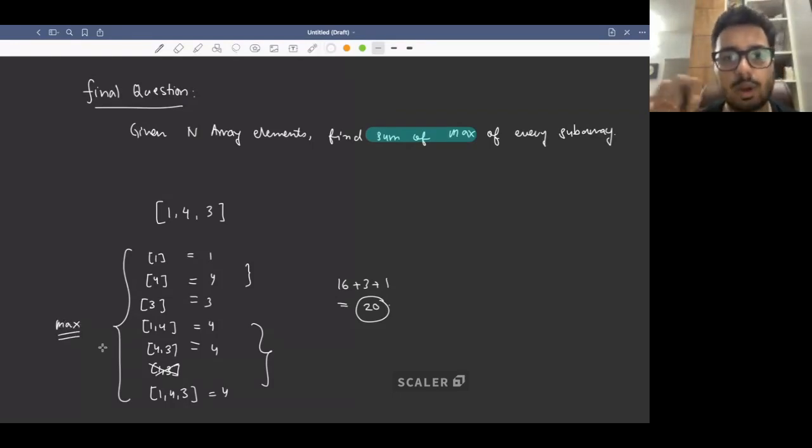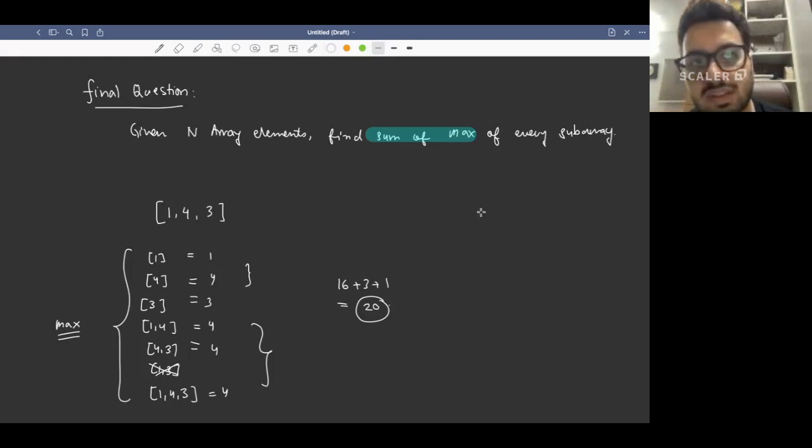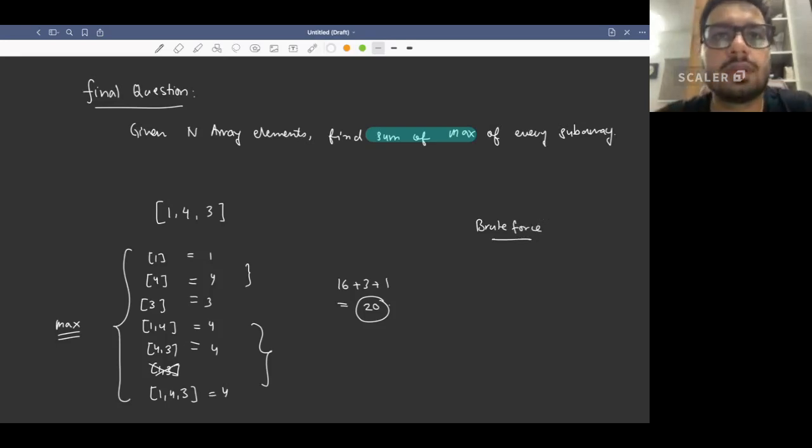Tell me, does the problem make sense? If it makes sense, then who will tell me the brute force? Can we have negative also? Yes, negative numbers can be there.